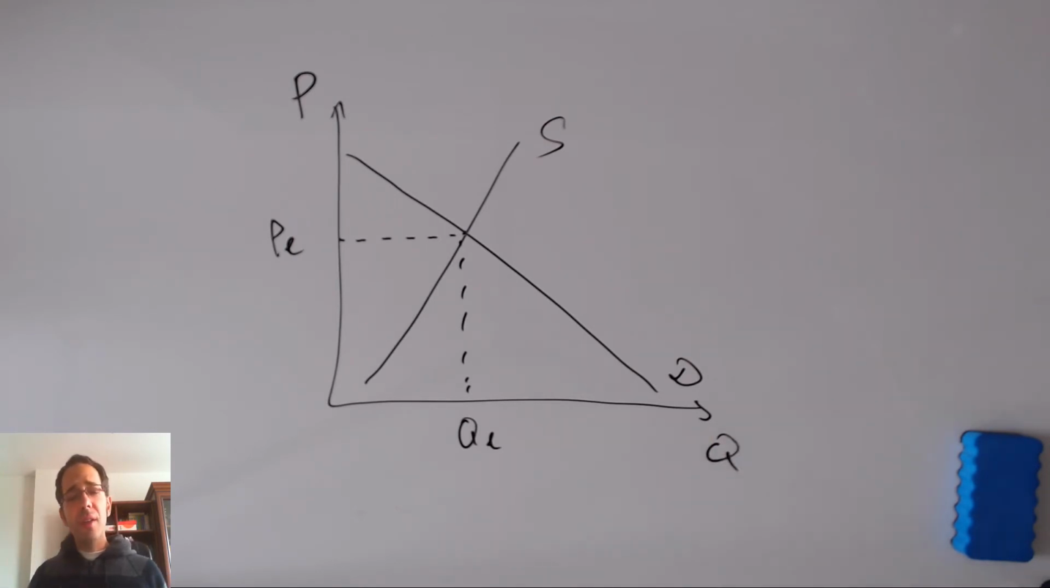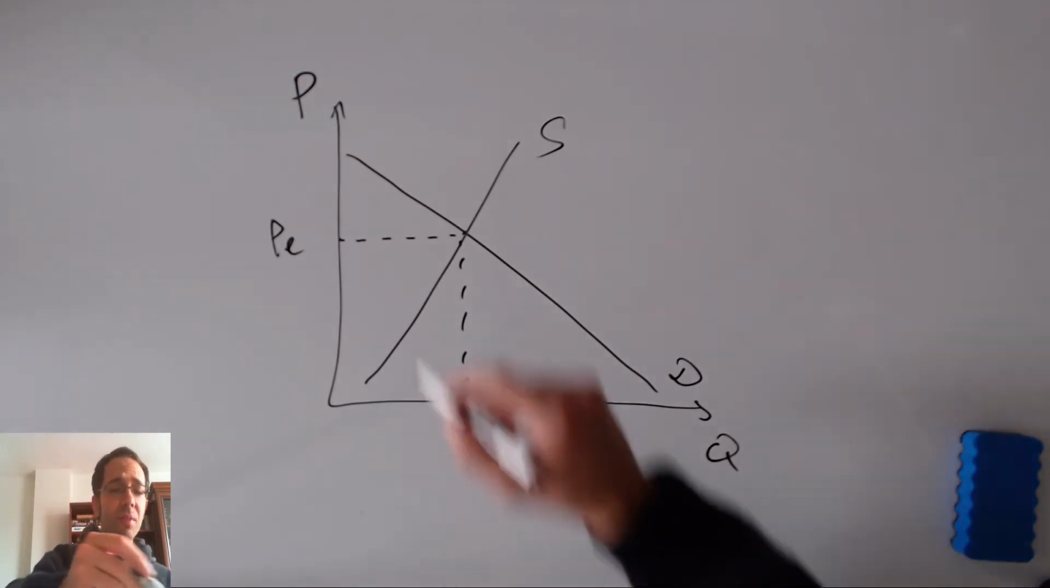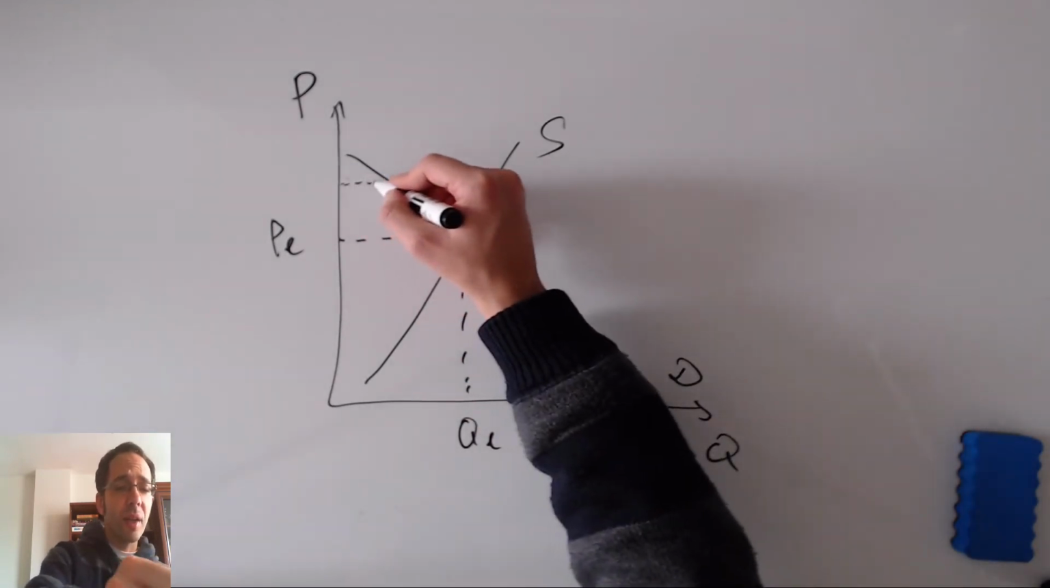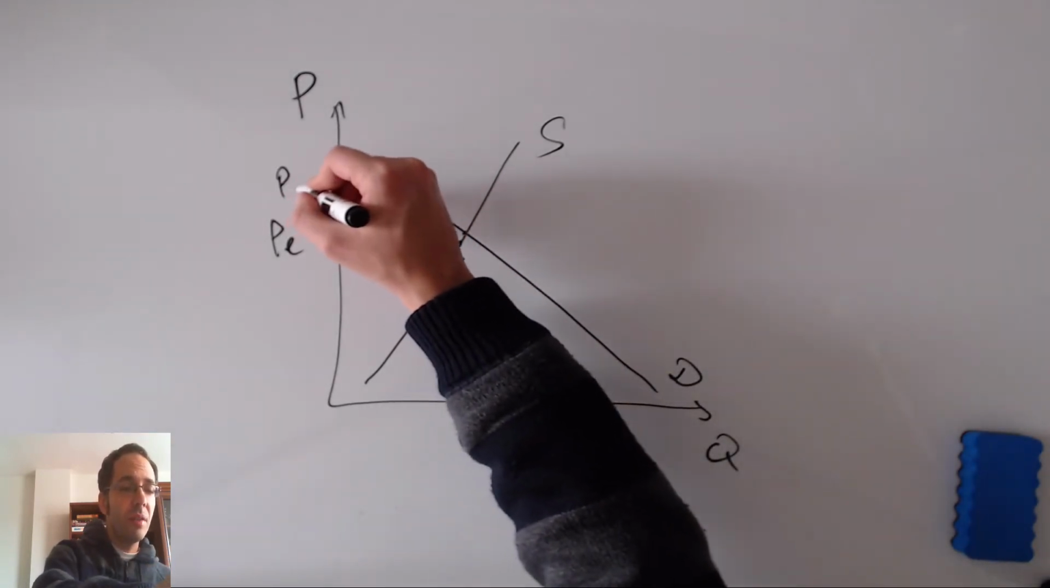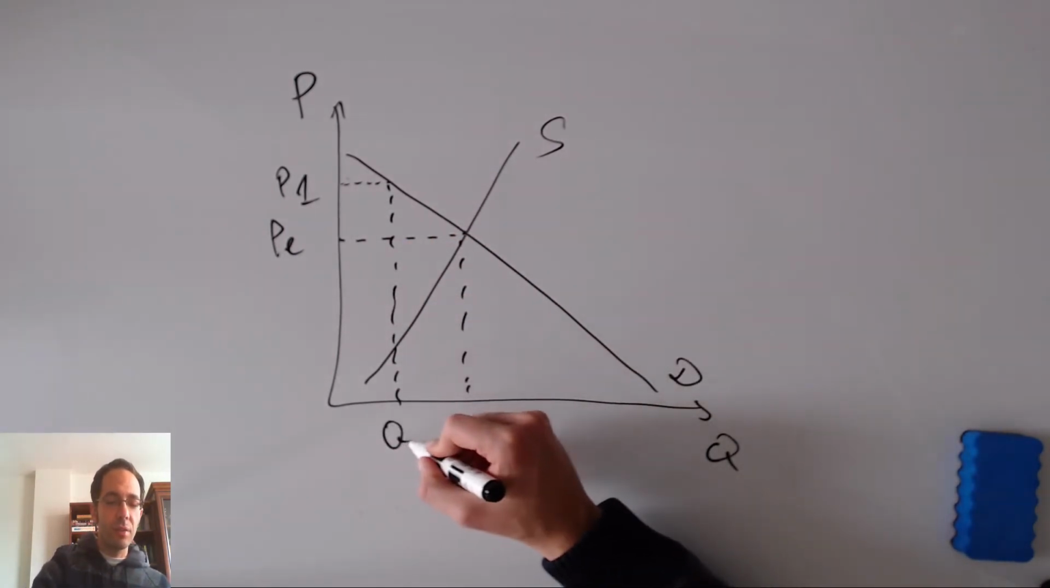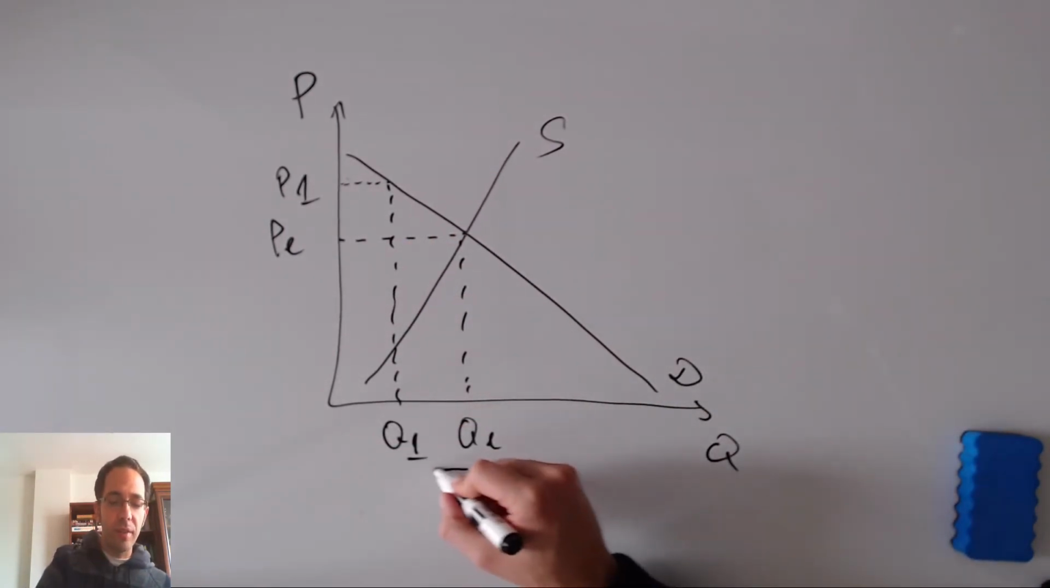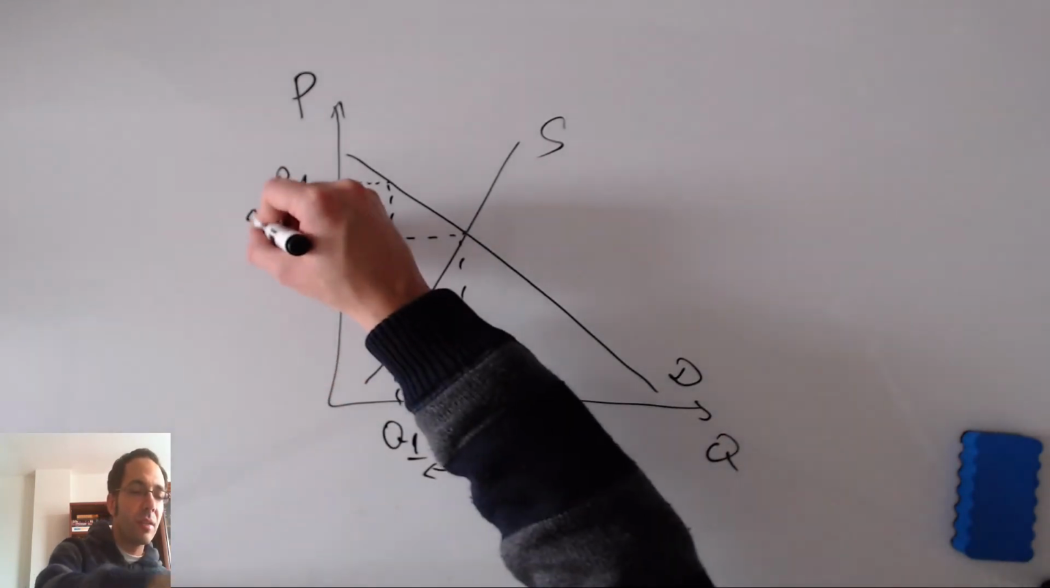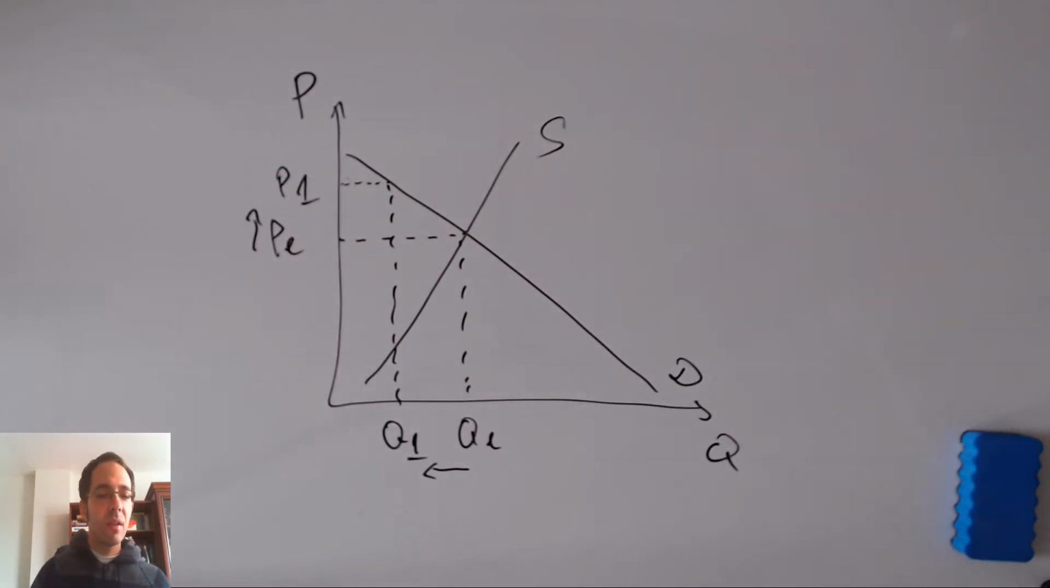firm controlling the market, and it maximizes prices. We'll see this maximizes profit, actually, not prices. But what is happening is that the new price is P1 and the quantity has been decreased to Q1. So we have a declining quantity, increase in the price level.